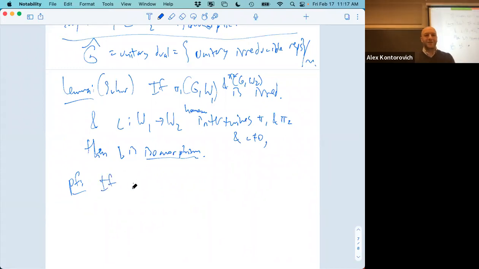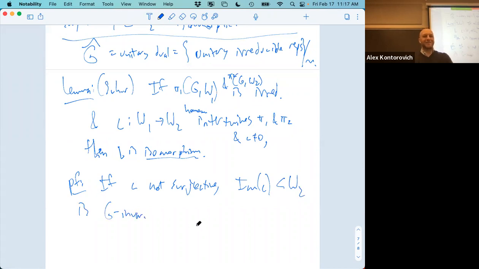If iota is not surjective, then the image of iota is an invariant subspace of W2. W2 is G invariant because it intertwines. So G moves elements of W1 around, but the image of iota is going to be some proper subspace of W2. That's G invariant. That's not allowed. We said W2 is irreducible.